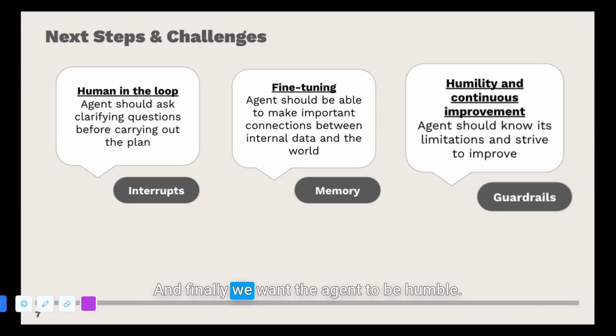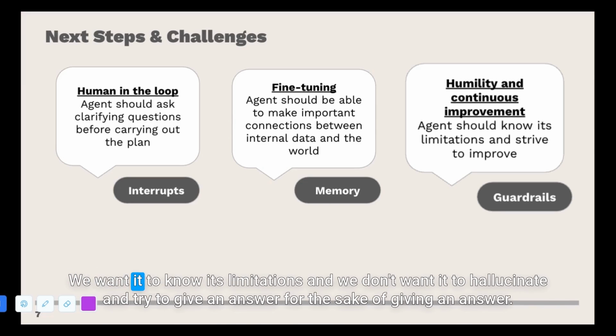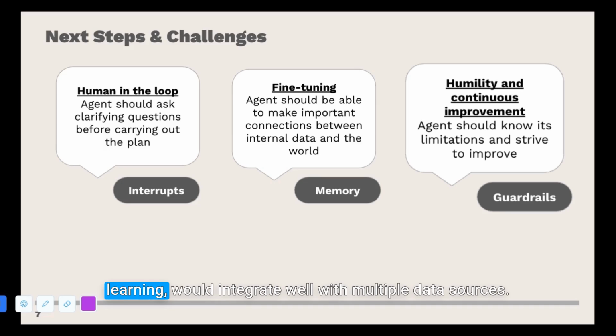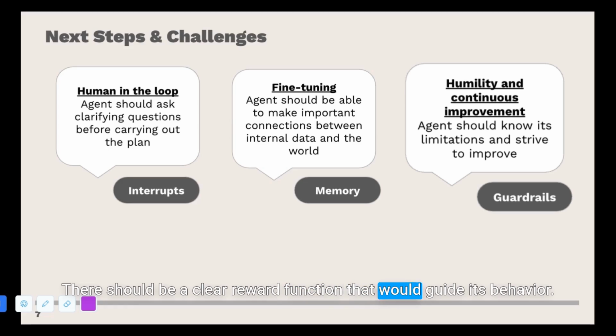And finally, we want the agent to be humble. We want it to know its limitations, and we don't want it to hallucinate and try to give an answer for the sake of giving an answer. So, in the end, a true autonomous agentic AI system would be good at decision making and would be continuously learning, would integrate well with multiple data sources. There should be a clear reward function that would guide its behavior.